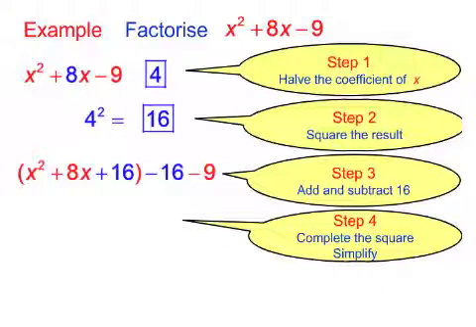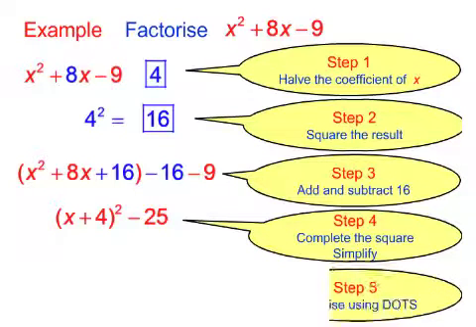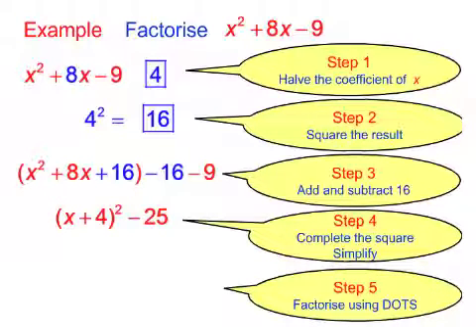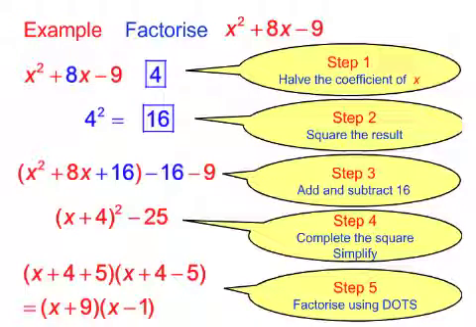Step 4. Complete the square and simplify. In other words, x squared plus 8x plus 16 is (x + 4) all squared. Minus 16 minus 9 is minus 25. And then finally factorise using the difference of two squares, which is (x + 4 + 5)(x + 4 - 5), which is the same as (x + 4)(x - 1).